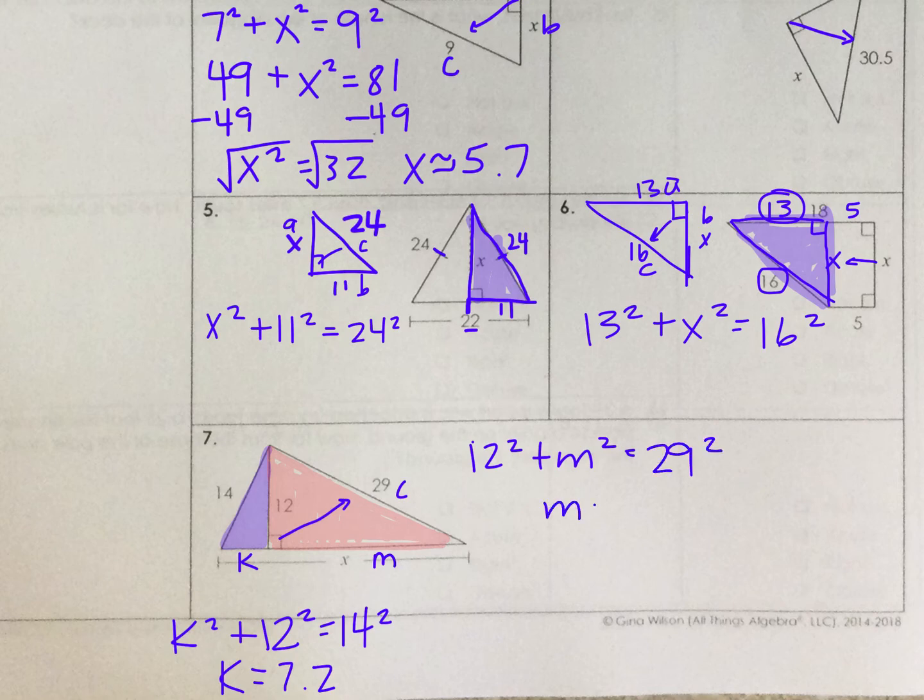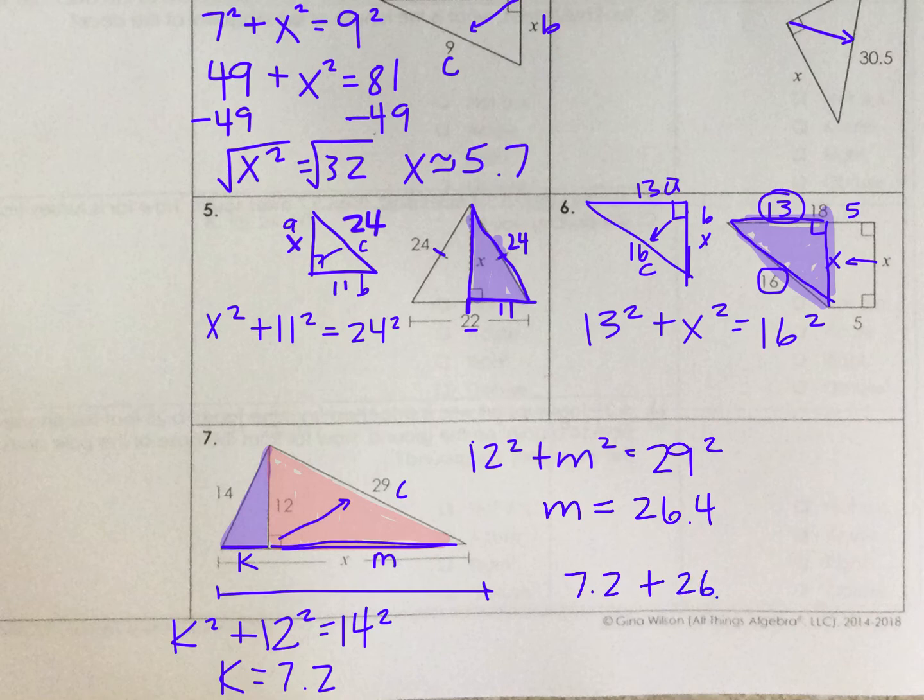If you were to solve that out, M would equal 26.4. So I've got a part and a part that I know, my K and my M, and they make the whole X. So a part plus a part equals the whole. And if you put that together, you get 33.6.